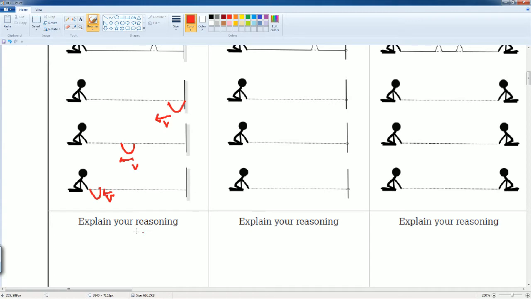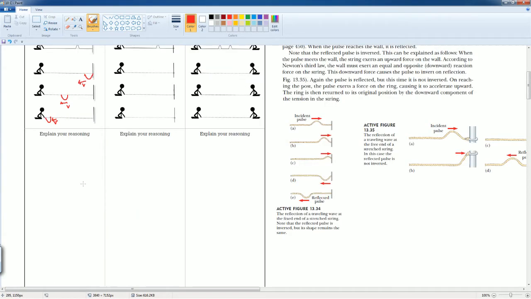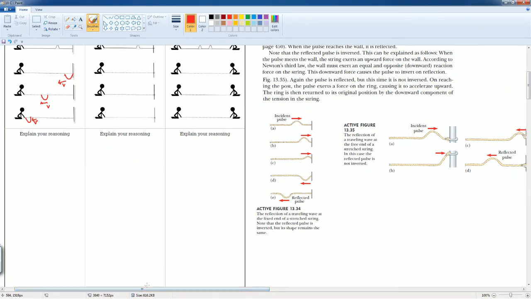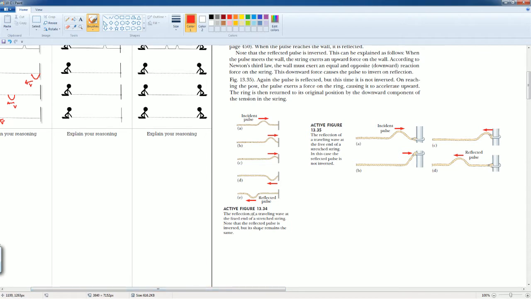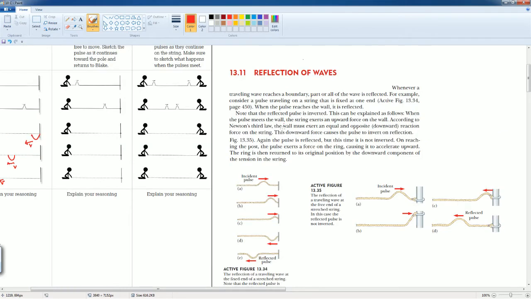I'm not going to write the explanation. I'm going to read you the notes for it, and this just comes straight from the textbook. This is the reasoning. The reflection of a traveling wave at the fixed end of a stretched spring. Note that the reflected pulse is inverted, but the shape remains the same. It goes up, hits the wall, gets reflected, comes down, and the pulse is reflected to be inverted. The reason why, let's read it.